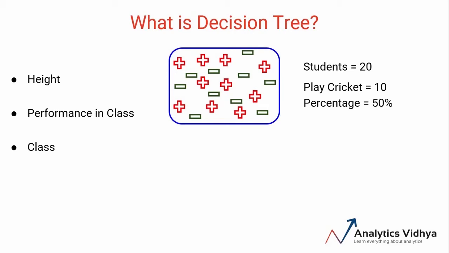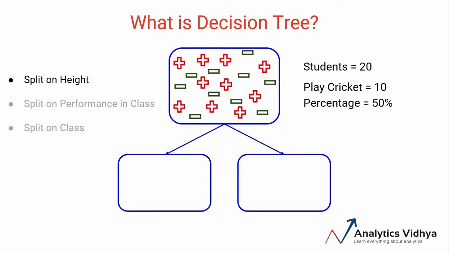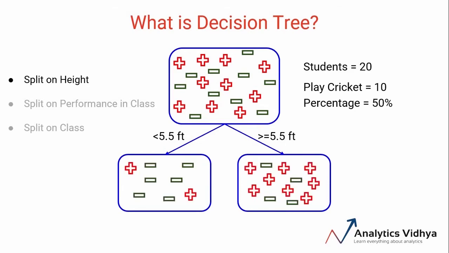For example, let's say we're dividing the population into subgroups based on their height. We can choose a height value, let's say 5.5 feet, and split the entire population such that students below 5.5 feet are part of one subgroup and students above 5.5 feet will be in another subgroup. After the split, let's say we got this distribution.